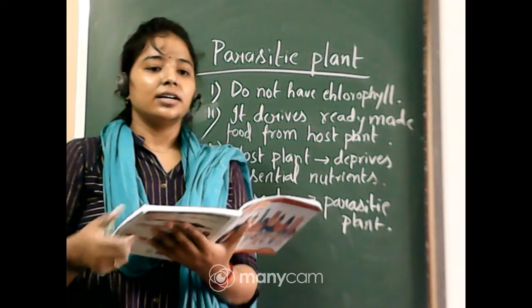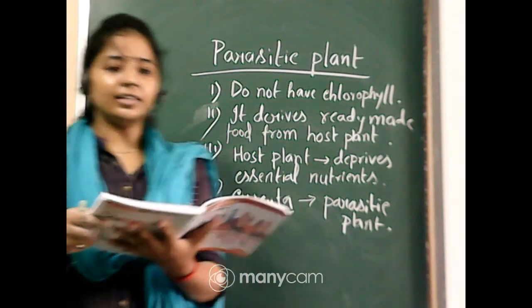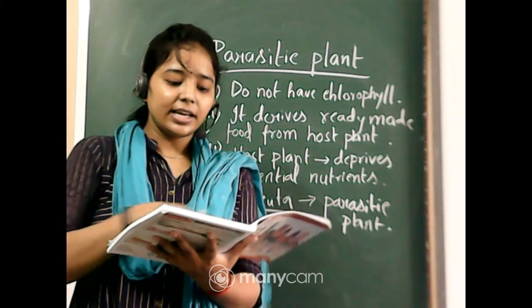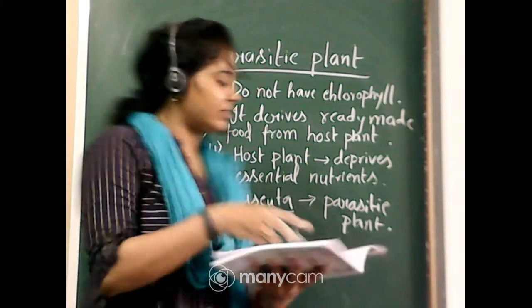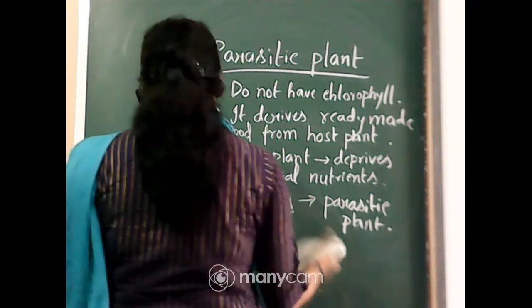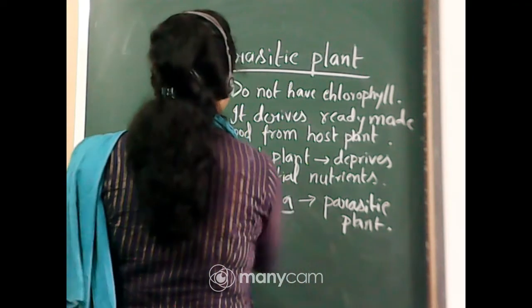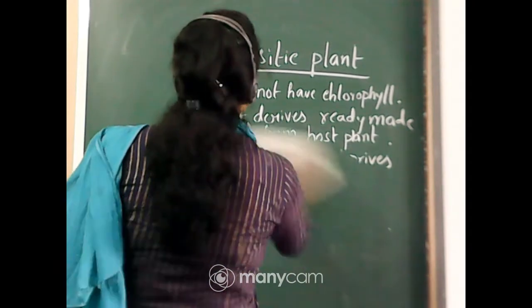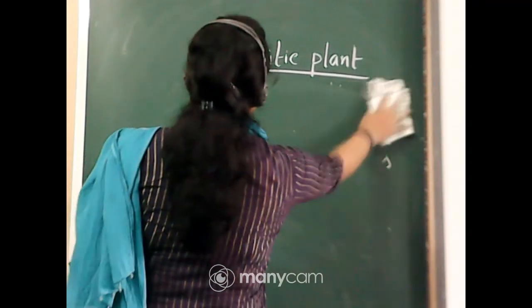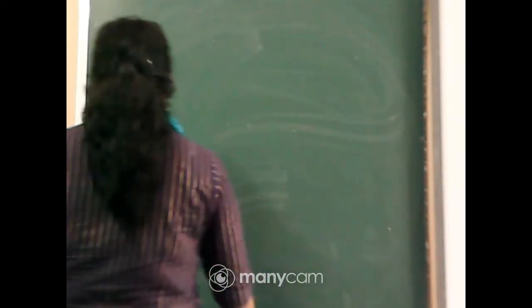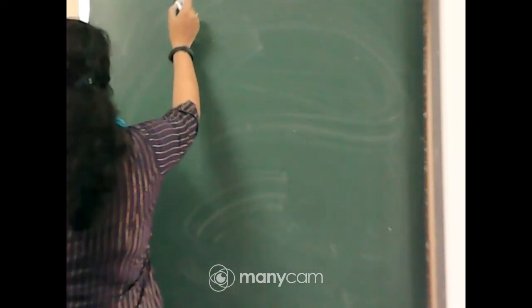Next, I am going to discuss another thing, that is insectivorous plants. Have you ever heard of some plants that eat animals? These are insectivorous plants like pitcher plant, then Venus flytrap. These all are examples of insectivorous plants. Okay, so let's begin. Insectivorous plants.